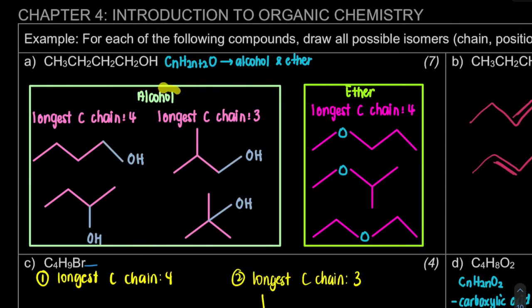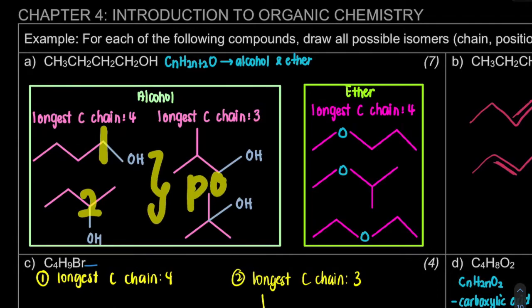Okay, so again, when we know that it's alcohol, we do the chain isomerism first. For the chain isomer, we write down the longest carbon chain equal to 4 and the longest carbon chain equal to 3. When the longest carbon chain is equal to 4, we do a straight line again: 1, 2, 3, 4. But in this case, when the carbon chain is equal to 4, we can change the position of our alcohol. Here it is on carbon number 1, here it is on carbon number 2. So this one is a positional isomer. Okay, that is for the carbon chain equal to 4.